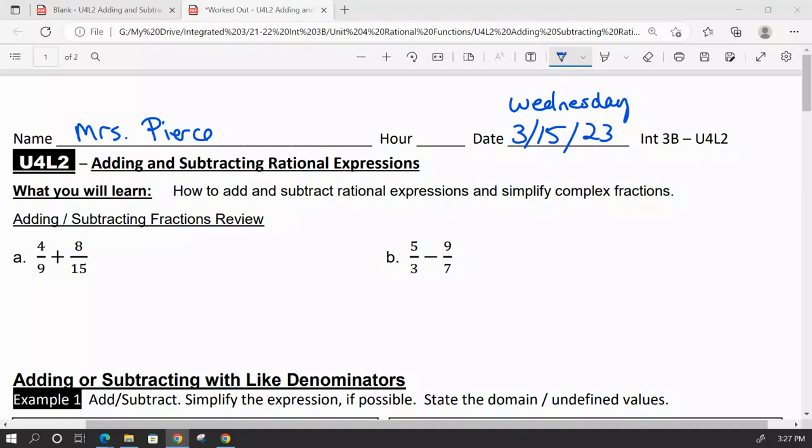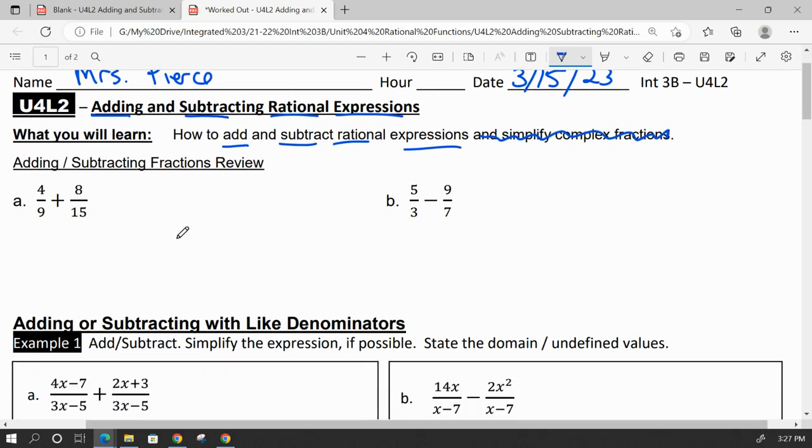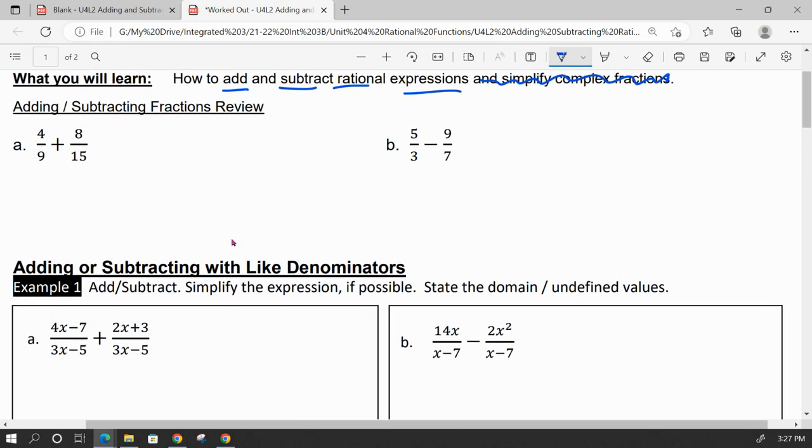All right, so today we are going to learn how to add and subtract rational expressions. So our goal, like I said, is to add and subtract rational expressions. A rational expression, again, is something that is basically a fraction that will have variables in it. So it's basically working with fractions.